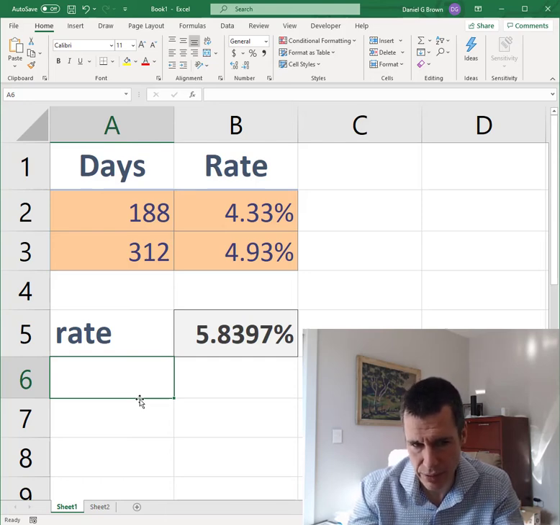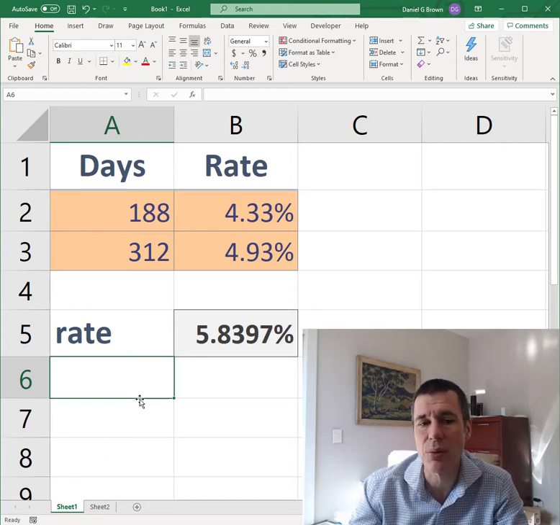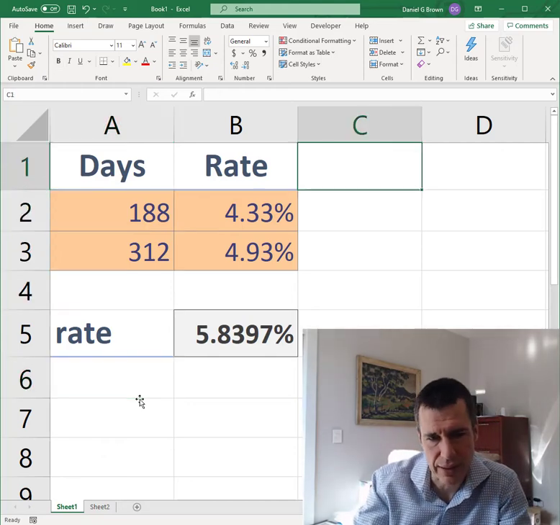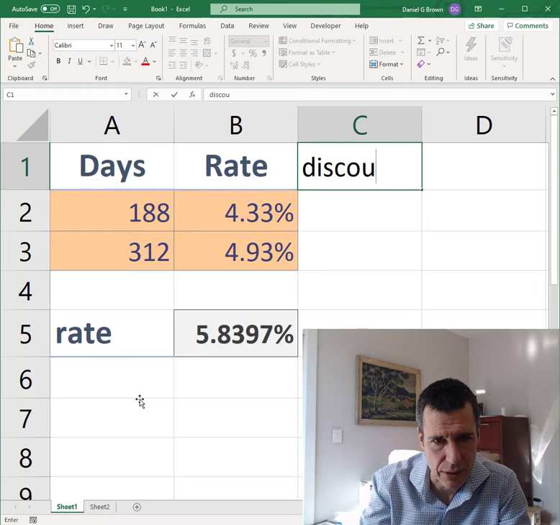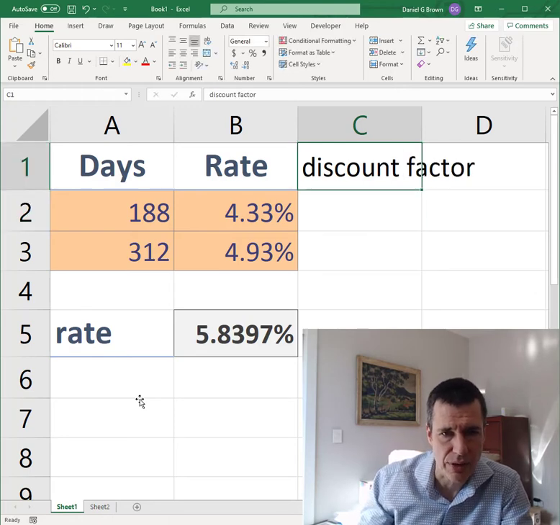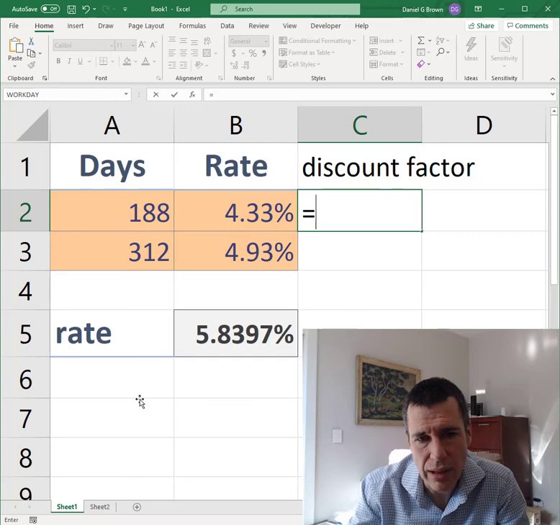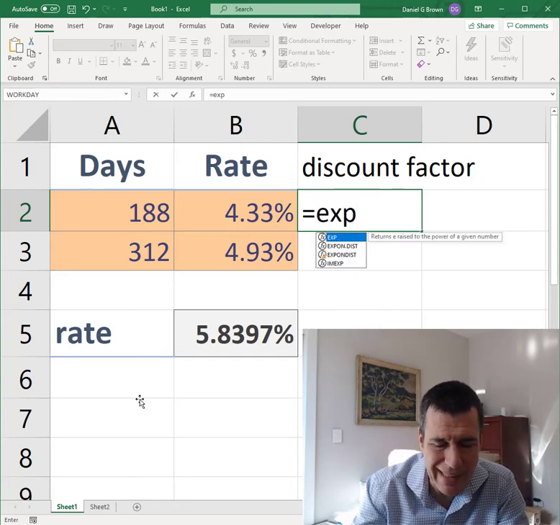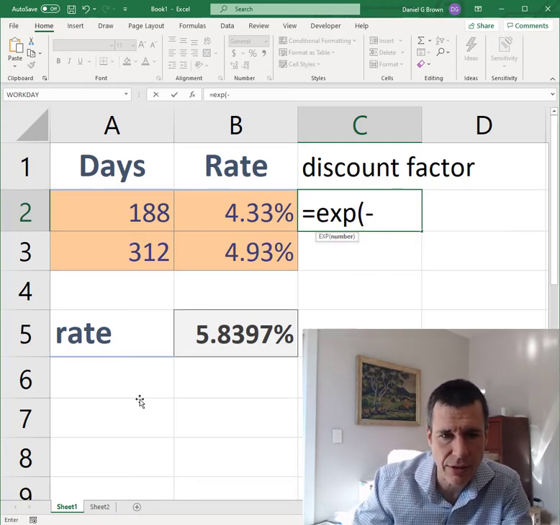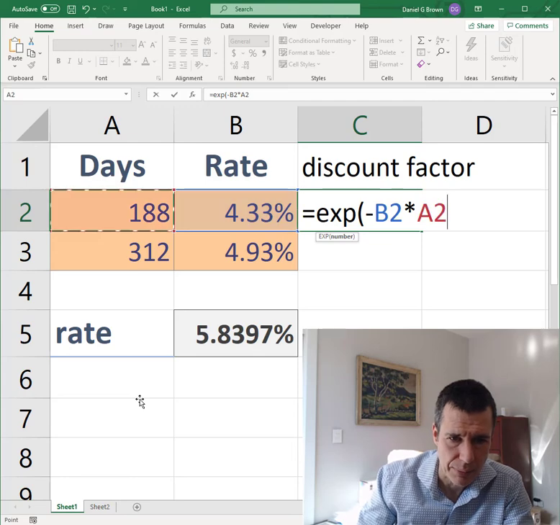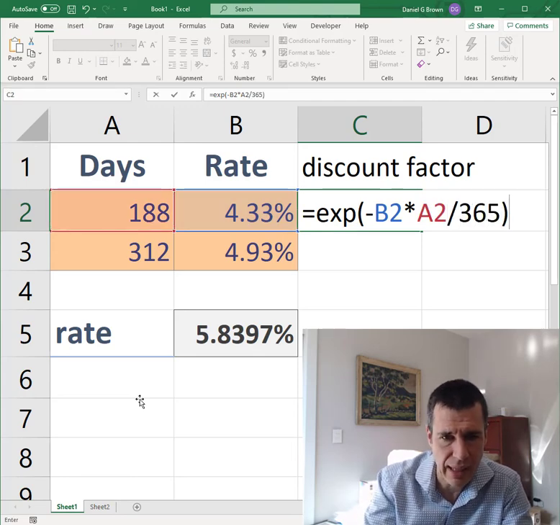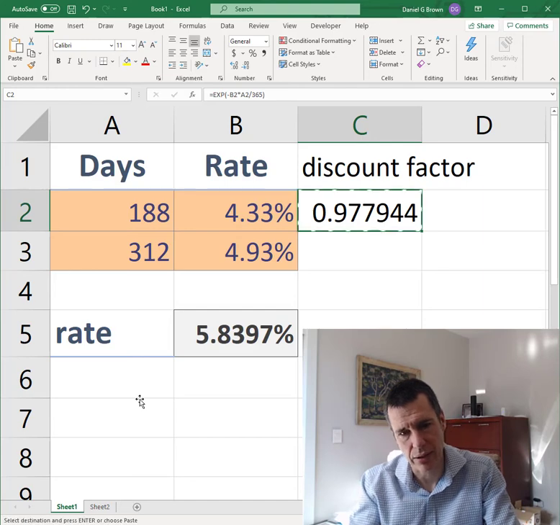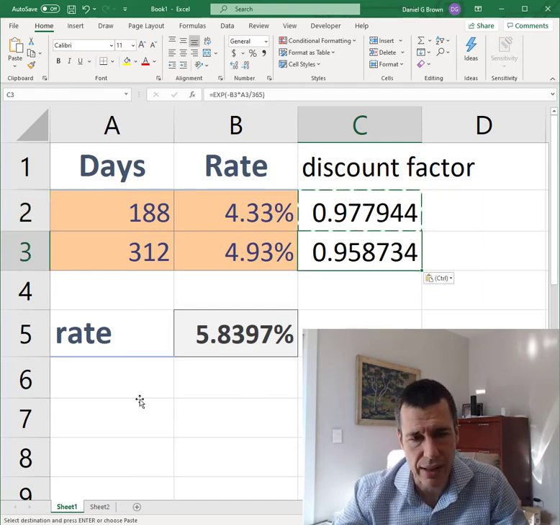This first formula, the 5.8397, only works if the rates we're given are continuously compounded and the rate we want is continuously compounded. I'm going to calculate the discount factors up here. A discount factor is the present value of $1. With continuously compounded rates, that's given by e to the minus RT, where T is in years. So EXP of minus the rate times time divided by 365. There's the first discount factor, and there's the second discount factor.